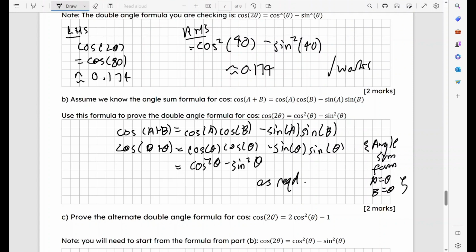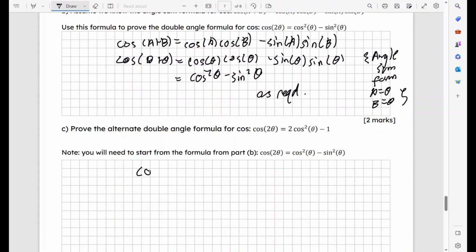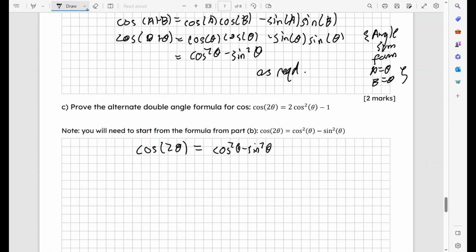All right, last question we're going to be doing is proving this alternate version of it by starting from what we've got. So I will just start from what we've got. Cos of 2 theta equals cos squared of theta, take sine squared of theta. And this one can be a little bit tricky, but if you look at what we're trying to get, it doesn't have any sines in it. So I want to get rid of that sine somehow. And the way that I'm going to get rid of that is by using a special fundamental trig identity, which is cos squared of theta plus sine squared of theta equals 1. So if I rearrange that, I get sine squared of theta is 1 take cos squared of theta. And I can actually replace sine squared of theta with 1 take cos squared.